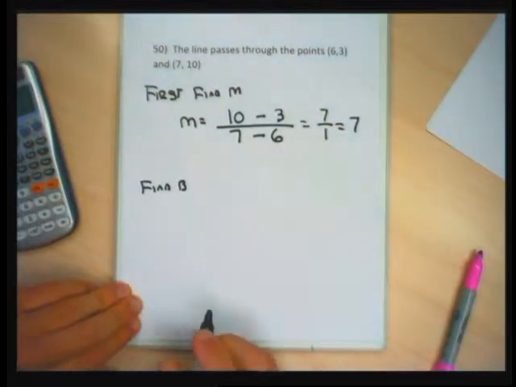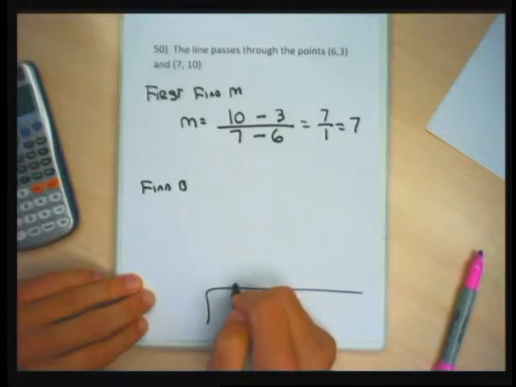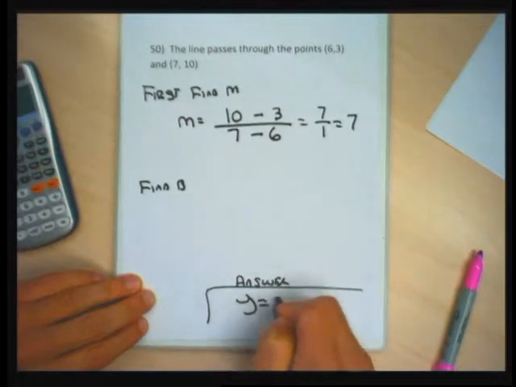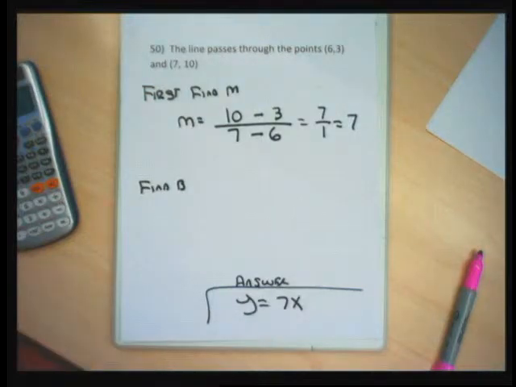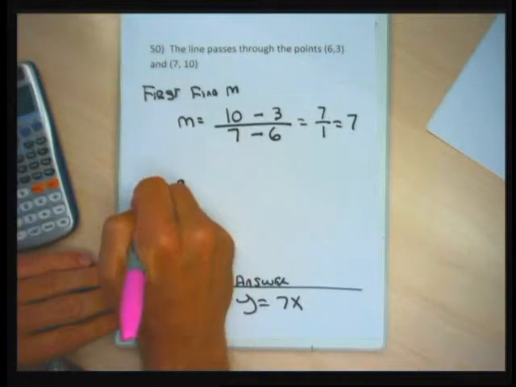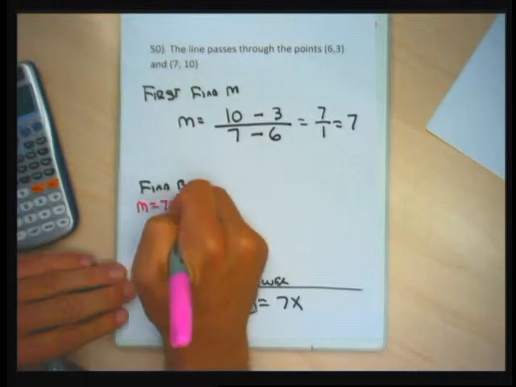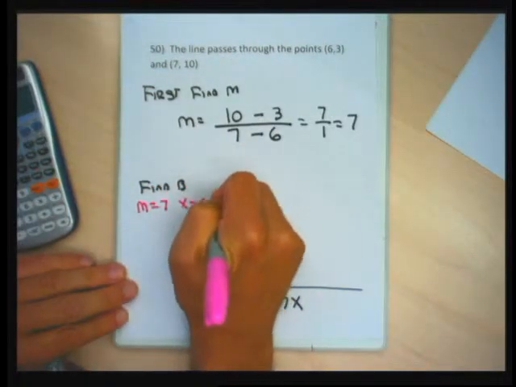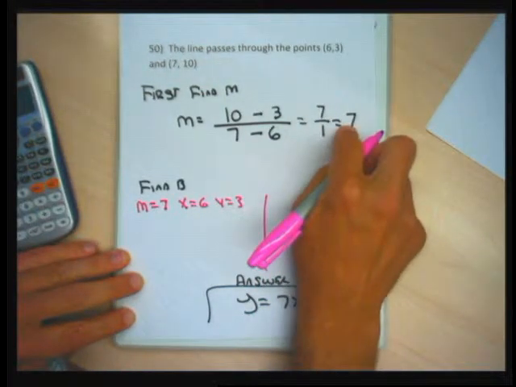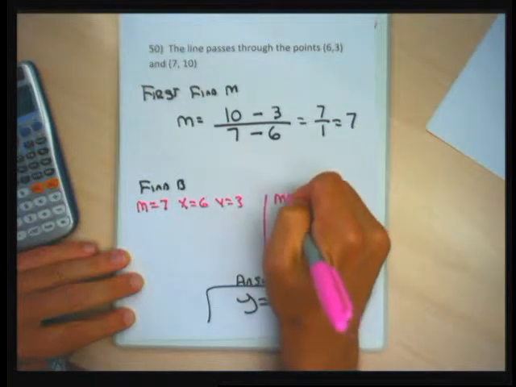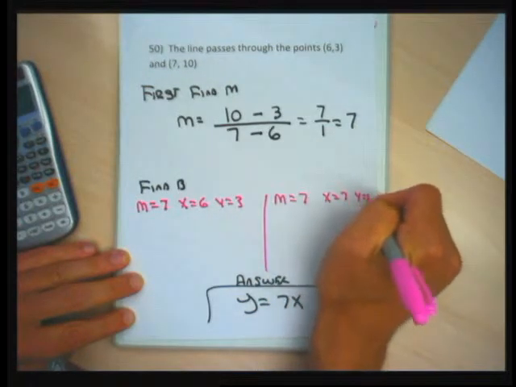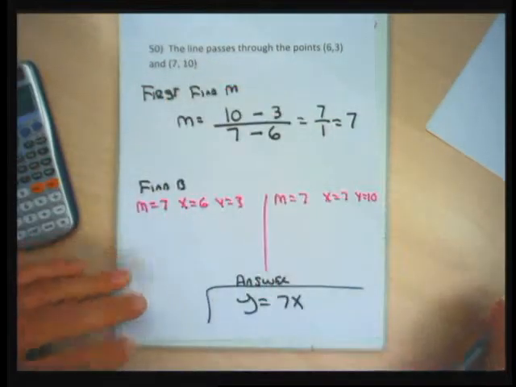My m is going to be 7. So in my answer, I'm going to have y equal to 7x, and then I need something after the x. I need a b. There's 2 ways to get the b. I can use m equal to 7, x equal to 6, y equal to 3, using the first point along with the m, or I could use m equal to 7, x equal to 7, y equal to 10 using the second point. It doesn't matter.